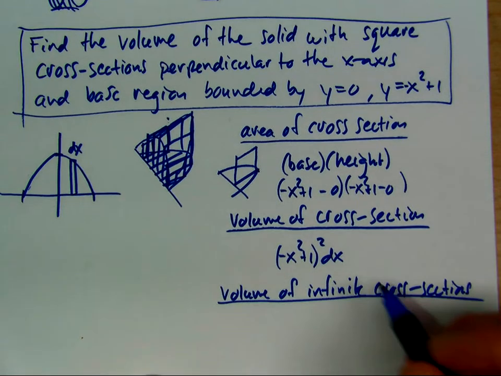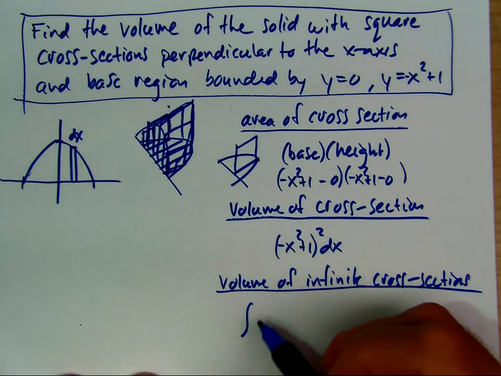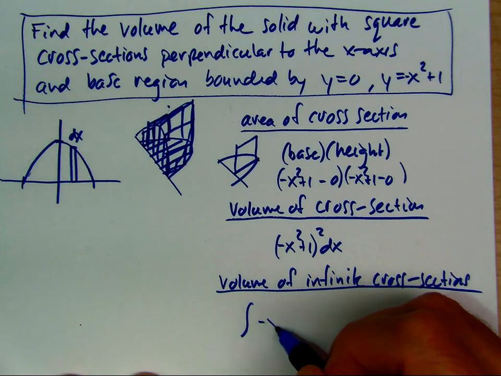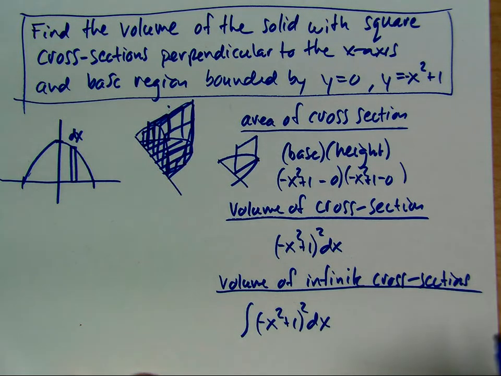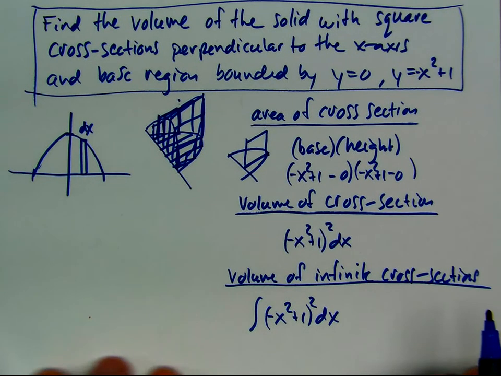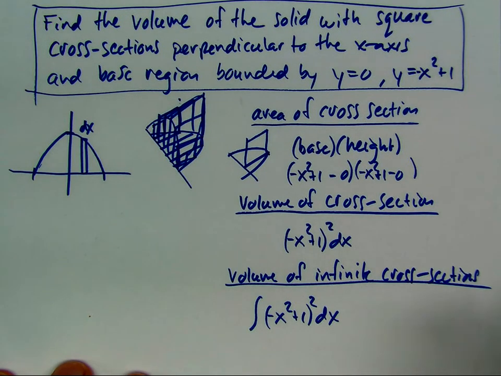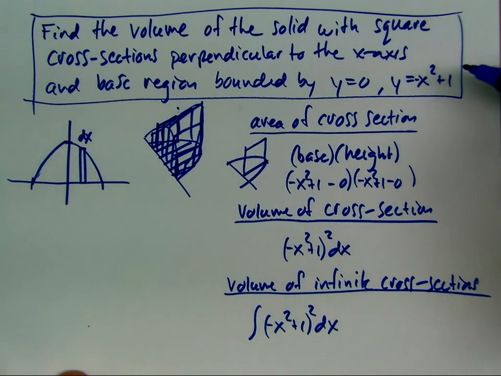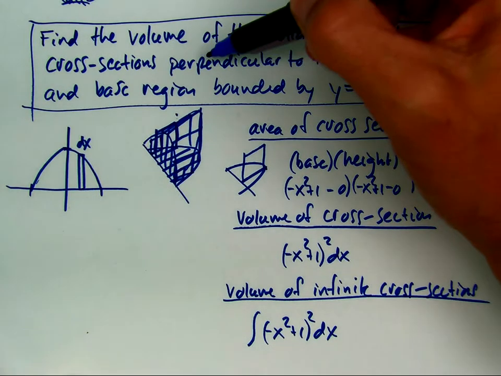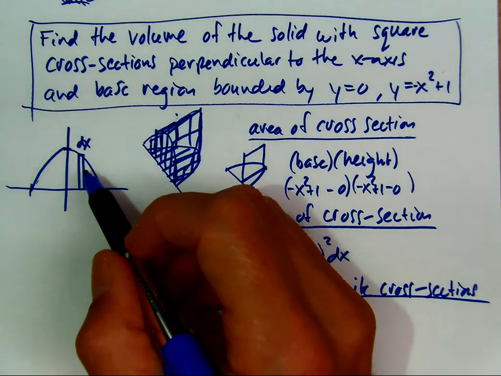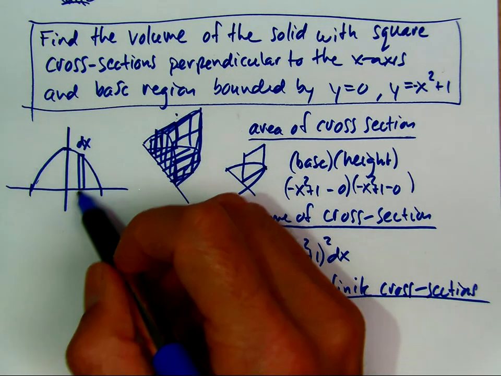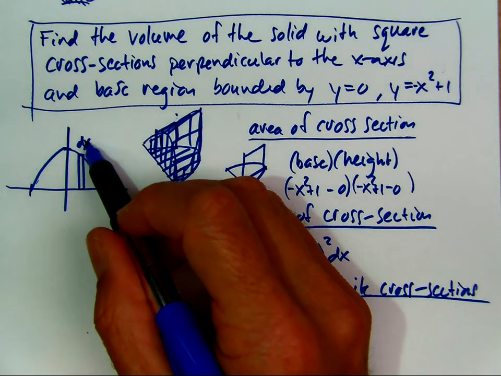And then by integrating, we're adding up an infinite number of these. And in the beginning, I forgot to find the interval. So let's add that step in the beginning, and that is determined by this statement, perpendicular to the x-axis. So if we have a cross-section perpendicular to the x-axis, we know we're going to have a dx.